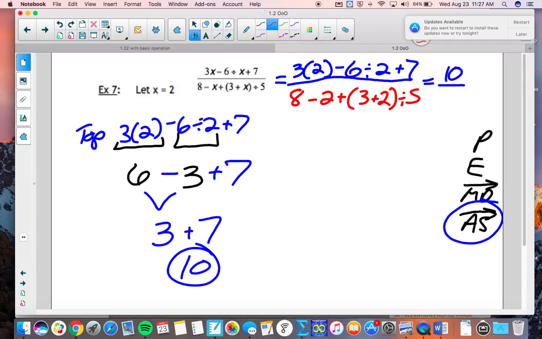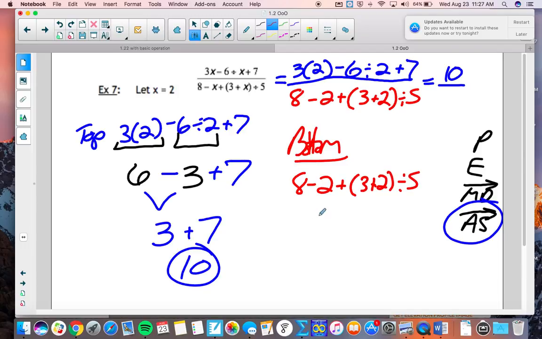Now I need to figure out the bottom. So 8 minus 2 plus, I'm just going to spell that out, I don't like abbreviating that. There we go. 8 minus 2 plus parentheses 3 plus 2 end parentheses divided by 5. Any parentheses? You bet, right there. So 3 plus 2 is 5. Any exponents? Nope. Any multiplication or division? Let's see. Here is some division. I don't see anything else that's multiplication or division. So 5 divided by 5 is 1. So I've got 8 minus 2 plus 1.